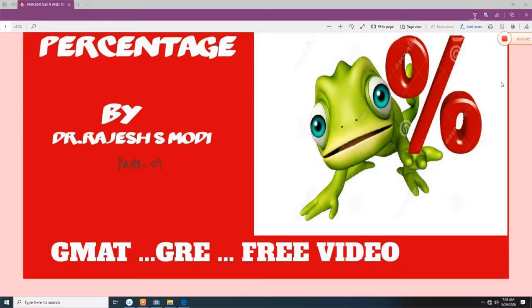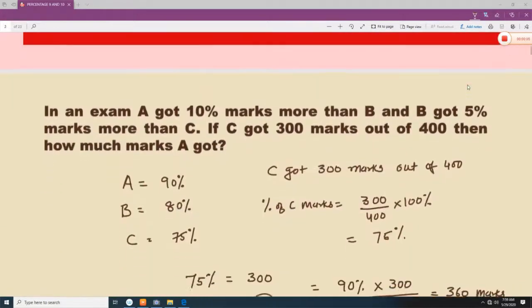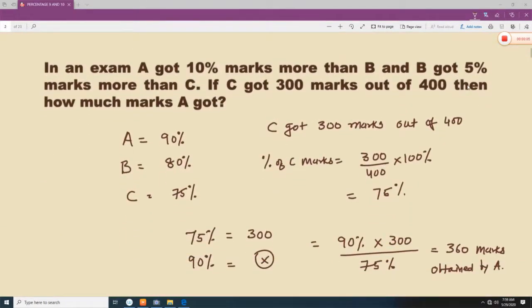Welcome to part number 9 of the percentage. We are going to discuss a few examples in part number 9.